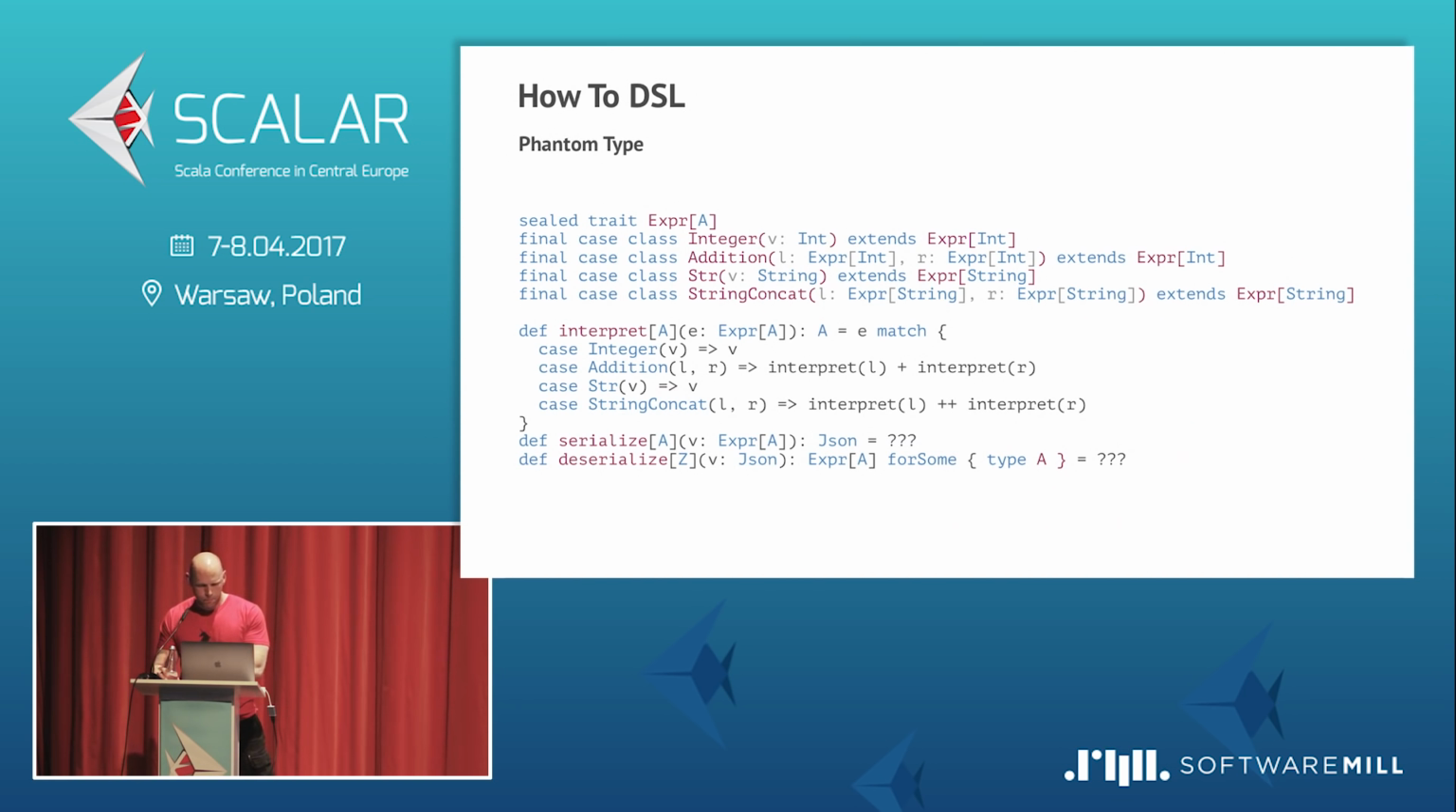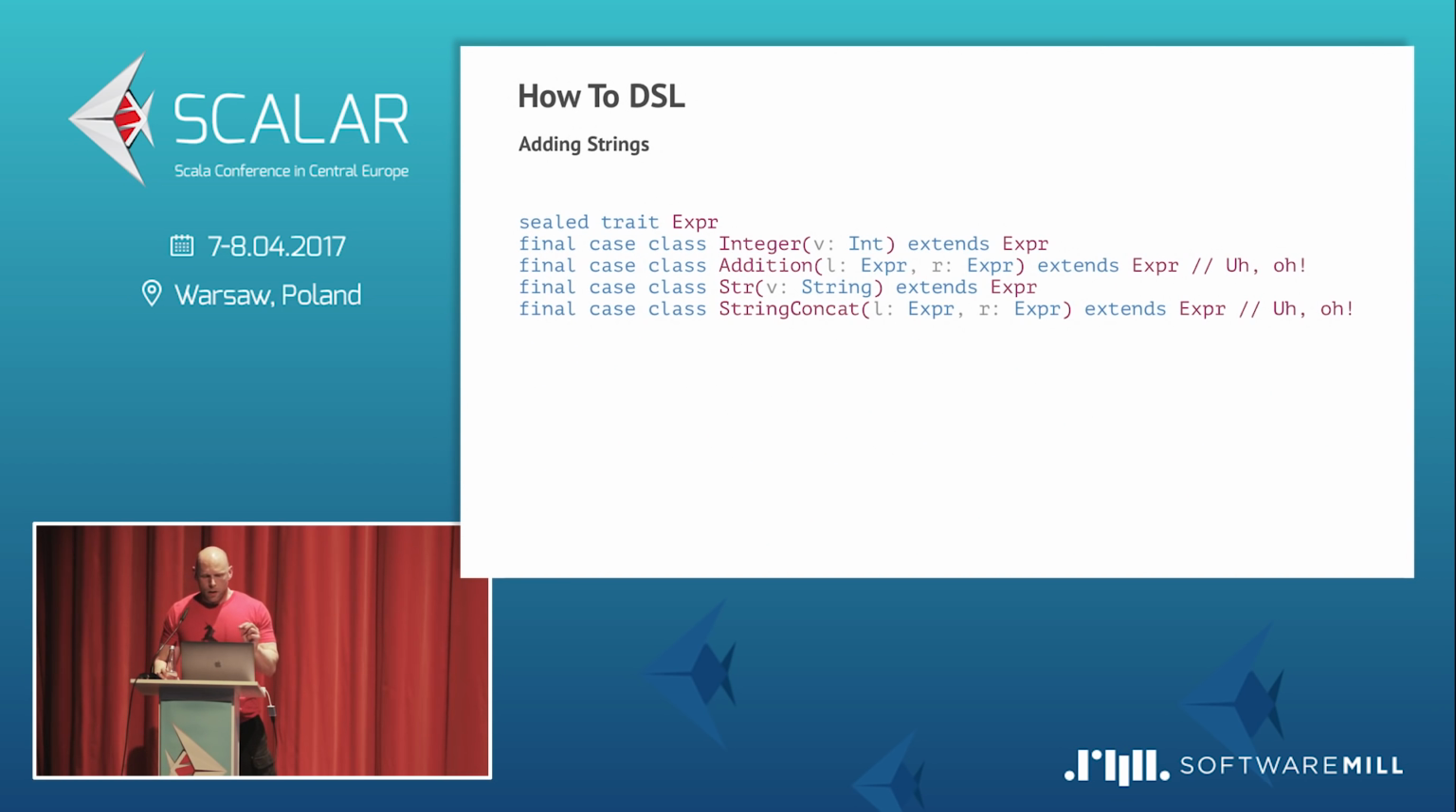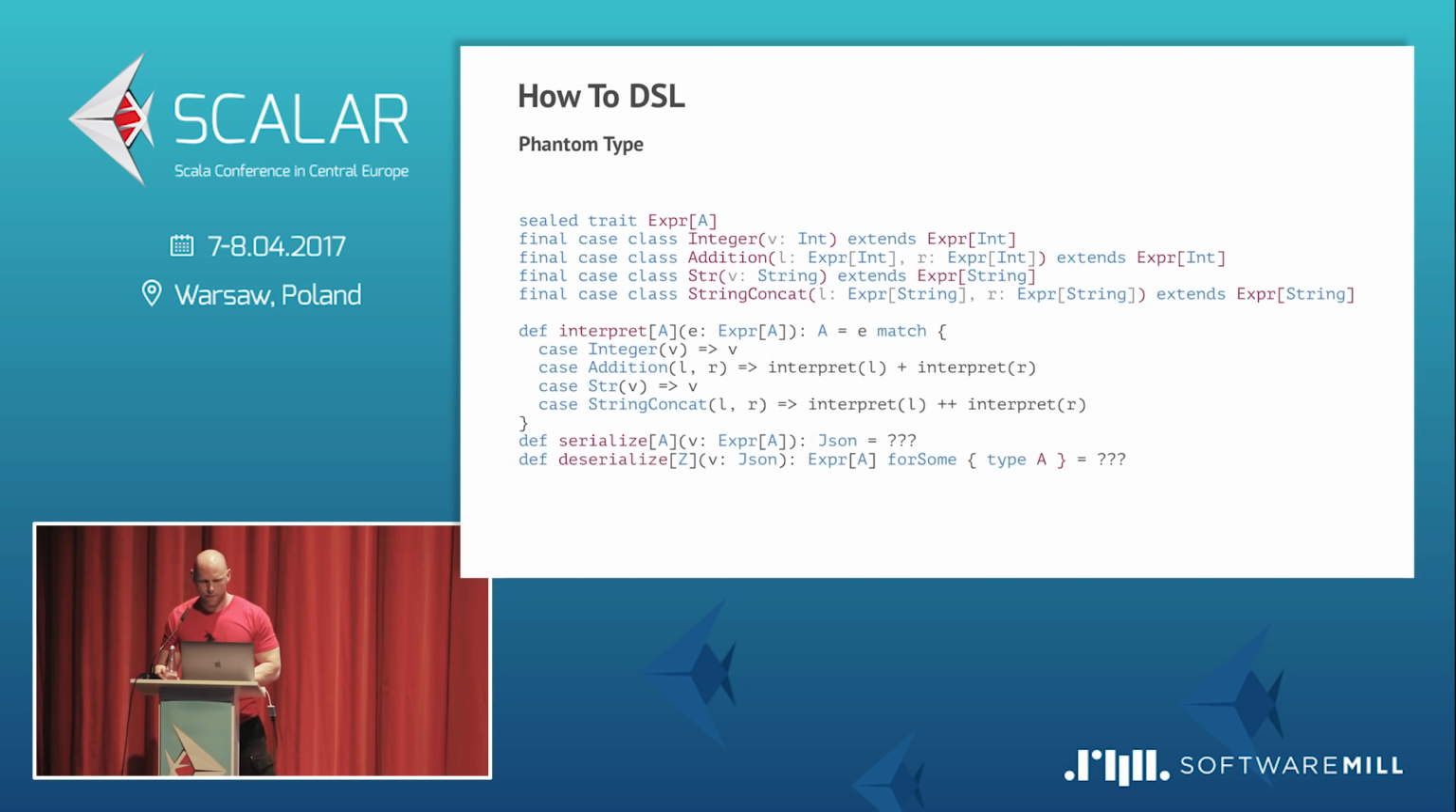However, when we extend it in this fashion, we run into a little problem, which is addition is only defined for integer expressions. That is, expressions which evaluate to an integer. And string concatenation is only defined for expressions that evaluate to a string. How are we going to solve this problem? We're going to introduce a phantom type parameter.